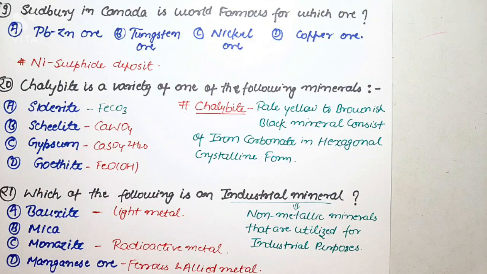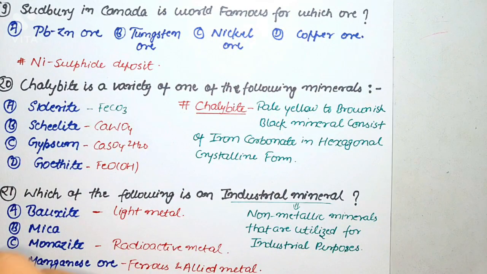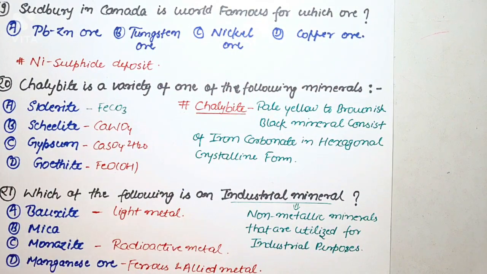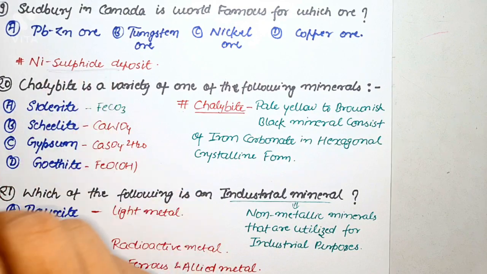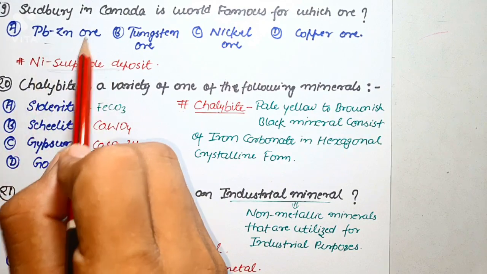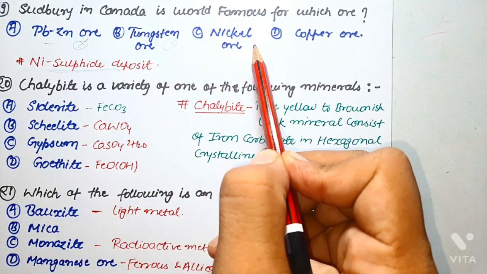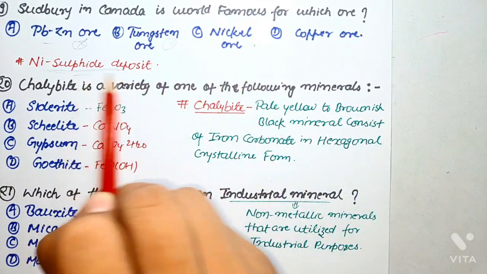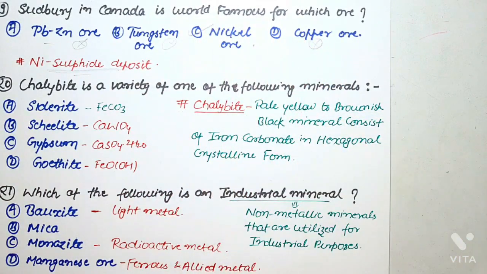Next question is, Sudbury in Canada is world famous for which ore? So Sudbury in Canada is world famous for rich deposits of nickel sulfide. So let's check the options. The first one is lead zinc ore, incorrect. Tungsten ore, incorrect. Nickel ore, yes, because Sudbury in Canada is world famous for nickel sulfide deposits. So the correct answer will be nickel ore. The last one is also incorrect. Now coming to the next question.